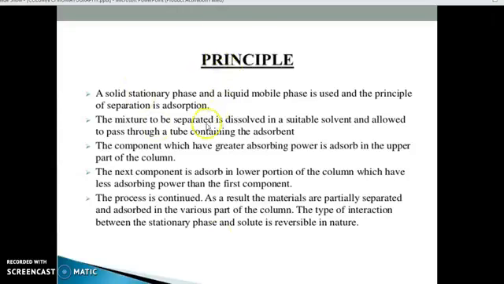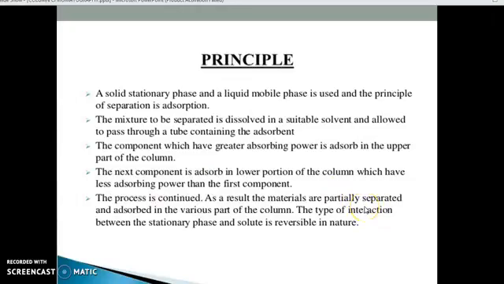After this we will look at the principle. A solid stationary phase and a liquid mobile phase are used for the separation. The separation is based on the adsorption mechanism. The adsorption on the stationary phase happens through the combination of the mobile phase and the components in the mixture. One by one, the partition and adsorption happen according to the different properties of the components of the mixture, and they get separated from one another.